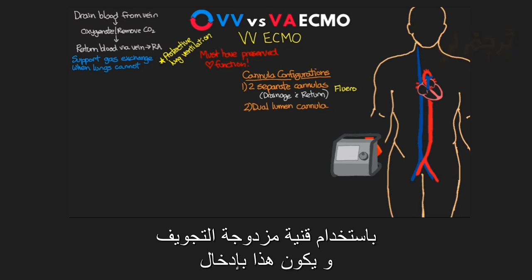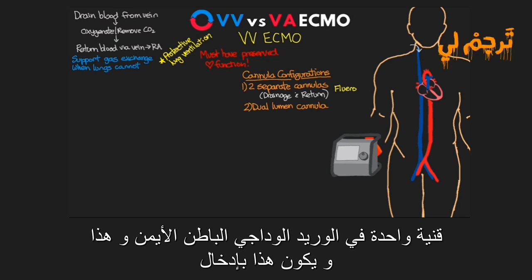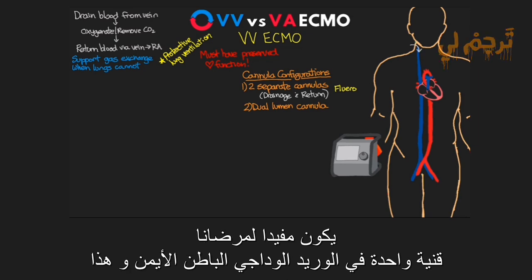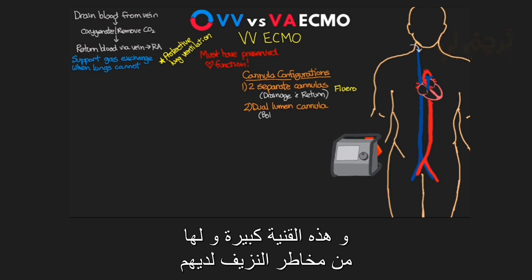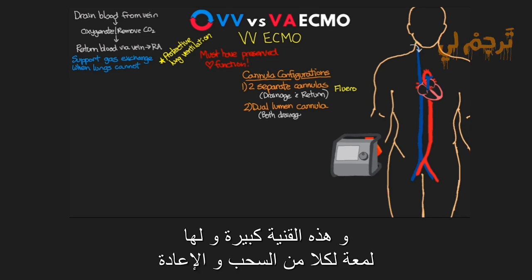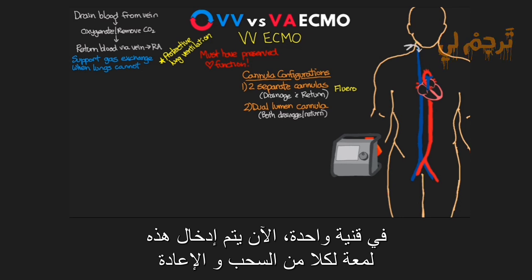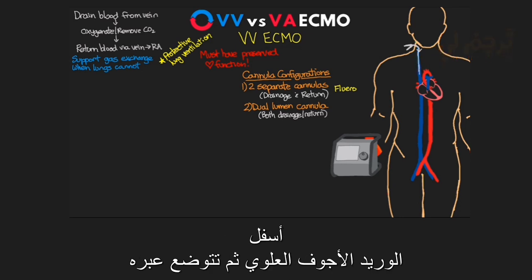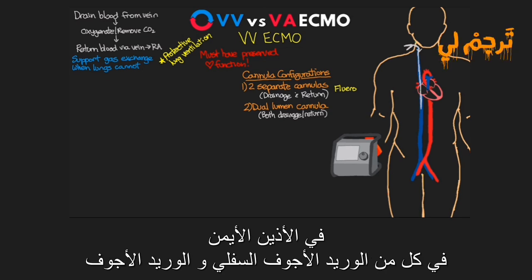Now, the other main option for our cannulation is actually going to be using a dual lumen cannula. Now, this consists of a single insertion in the right IJ vein. And this is going to have benefit for our patients for their bleeding risk. And this is a large cannula, and it has both the drainage and the return lumens in one cannula. Now, this one's inserted down the superior vena cava and then sits across the right atrium in both the inferior vena cava and the superior vena cava.